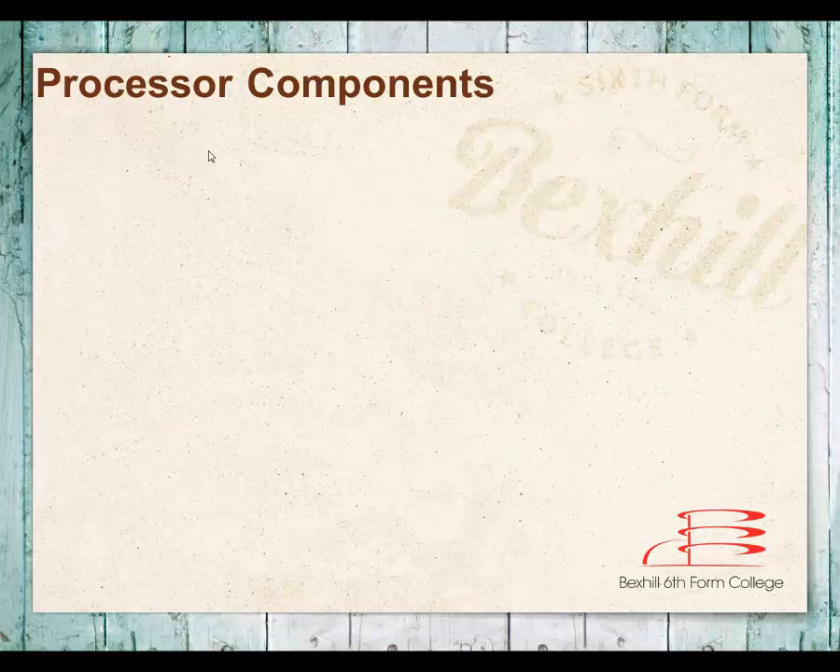Let's have a look at the processor components first of all. We're going to just talk generally. For example, the program control unit. This takes the instructions from memory, decodes those instructions, and then executes them. Sometimes referred to as the PCU, the program control unit takes instructions from memory, decodes those instructions, and then executes them.